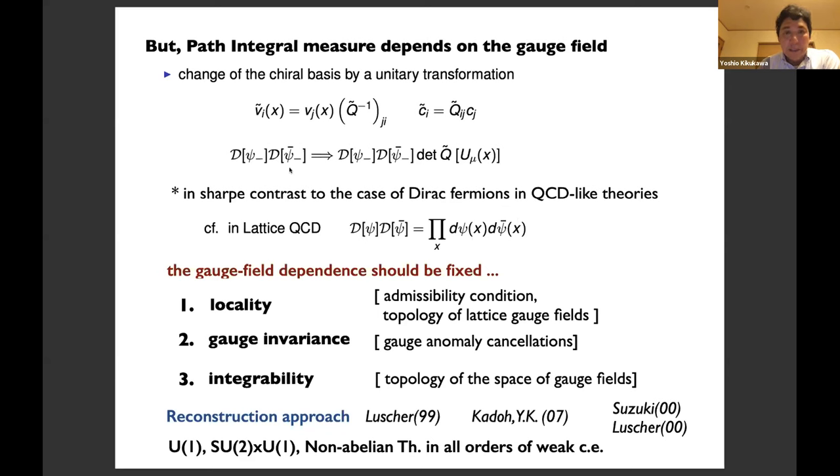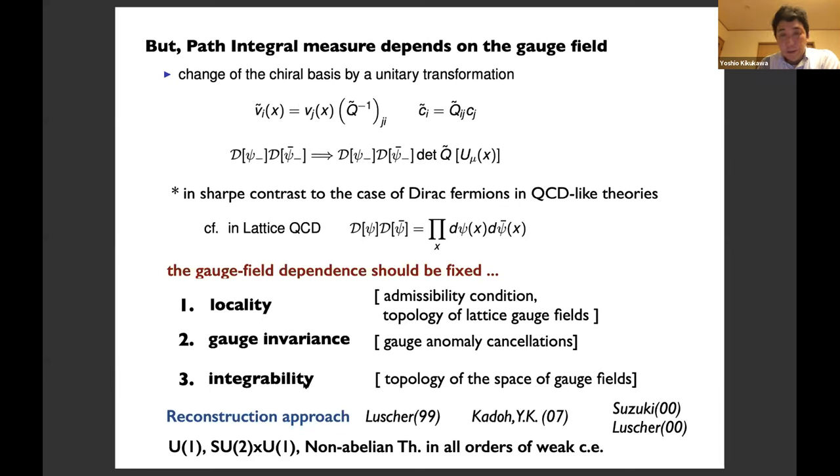So if you try to formulate the chiral gauge theory partition function with these overlap fermions, you must fix this ambiguity in some way. And Lüscher formulated a way to do this, imposing locality, gauge invariance and integrability. He formulated a way to construct the basis vector which satisfies these conditions for the anomaly-free chiral gauge theories. So locality, gauge invariance and integrability, which means there is no global anomaly.